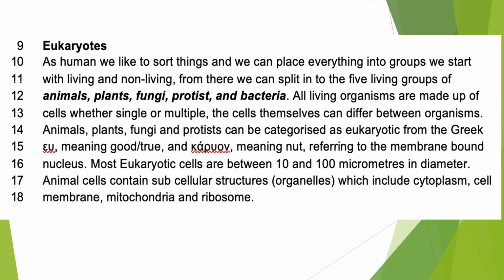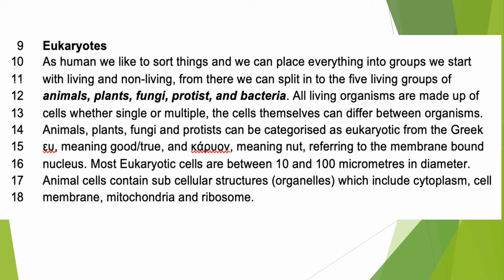Okay, so you can follow along in the booklet here. I have the line numbers on the side so that you don't get lost. So the first thing we're going to learn about is eukaryotes. Now you actually know quite a bit about eukaryotes already, but if you don't, that's fine. I'm going to go over it a little bit here. On line 10 it starts off by saying, as humans we like to sort things and we can place everything into groups, and we start with living and non-living. And from there we can split it into 5 more groups.